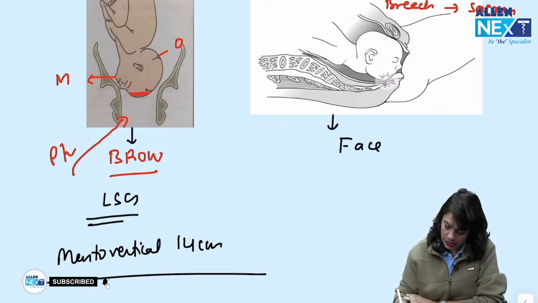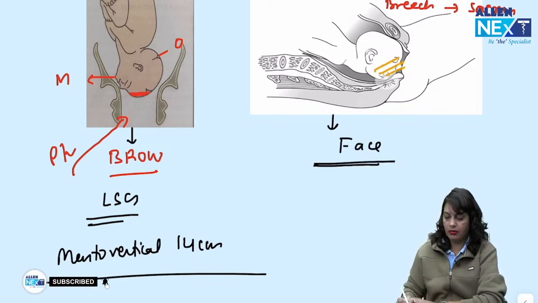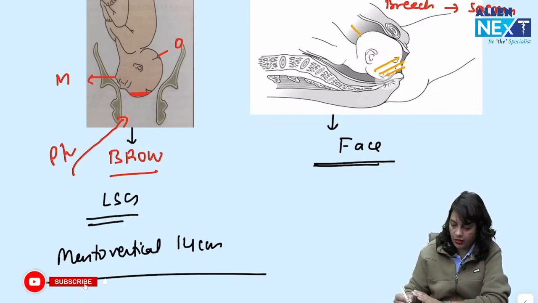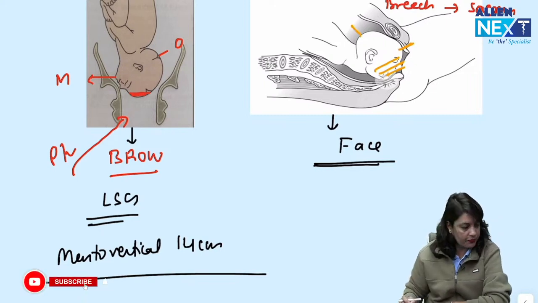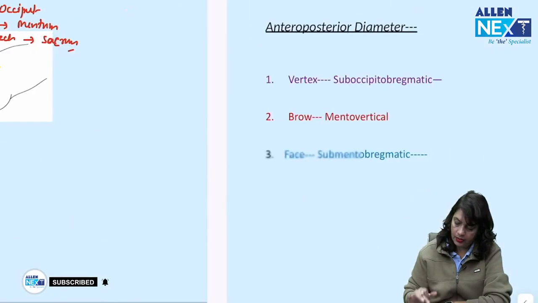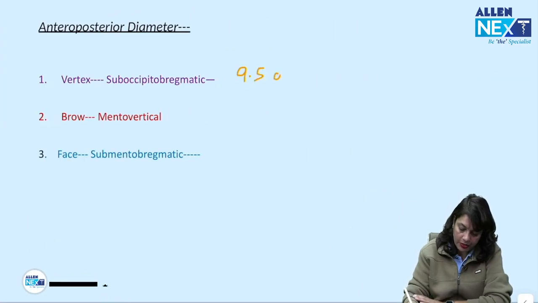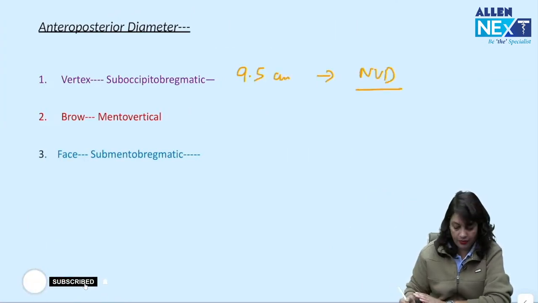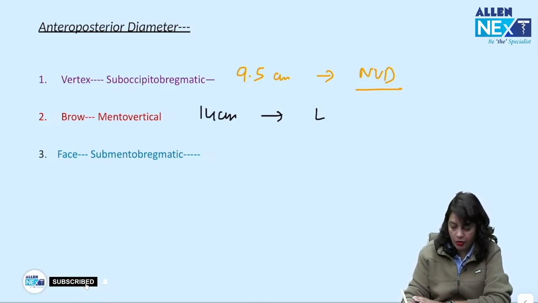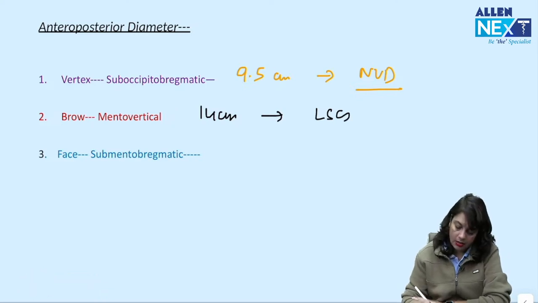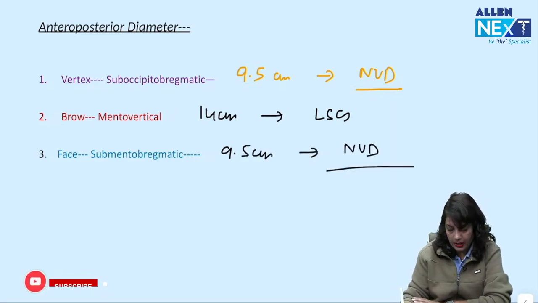The next presentation is face presentation. You can see this part, you can see this part. Okay, so the occiput is behind, so it is not vertex, and the forehead is behind, it is the face; you can see the orbit. So this is face presentation. Anteroposterior diameter in vertex is suboccipitobregmatic, 9.5 centimeters. Normal vaginal delivery can take place. Mento-vertical is 14 centimeters; you have to do a cesarean section. Submento-bregmatic 9.5 centimeters: normal vaginal delivery.